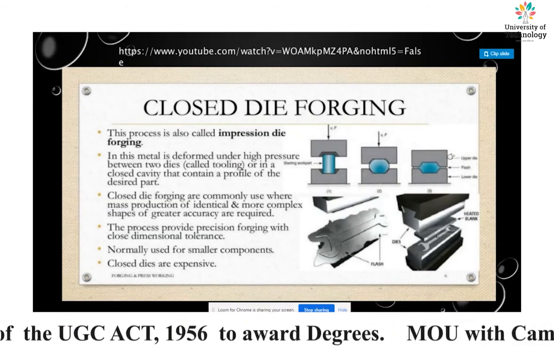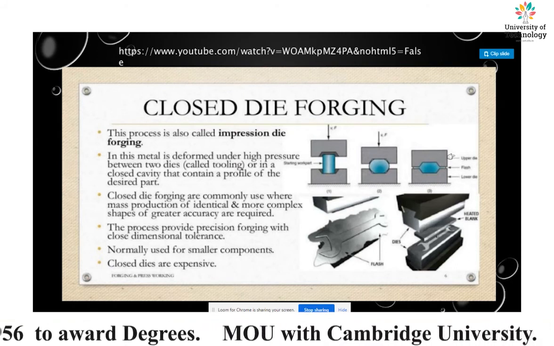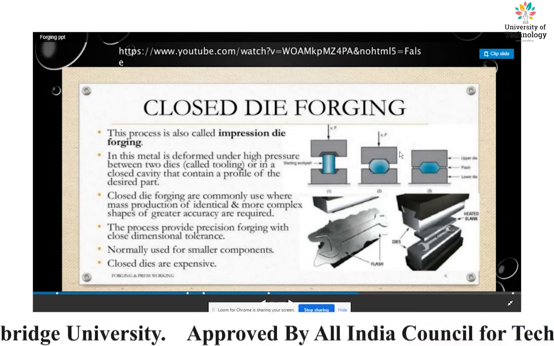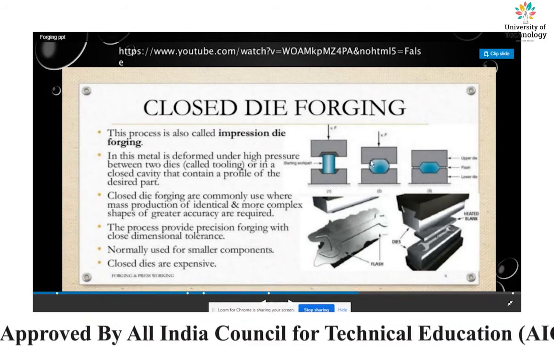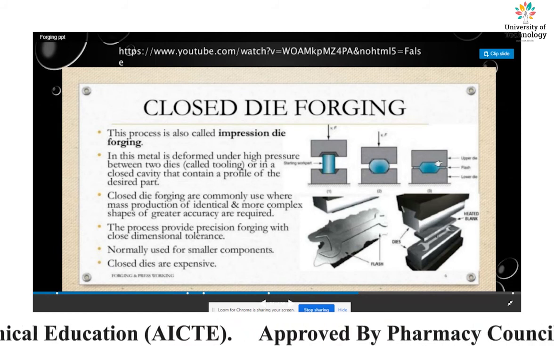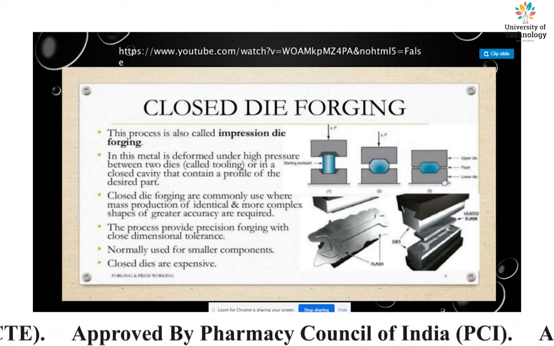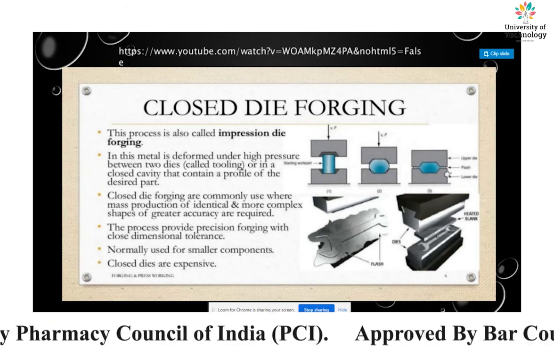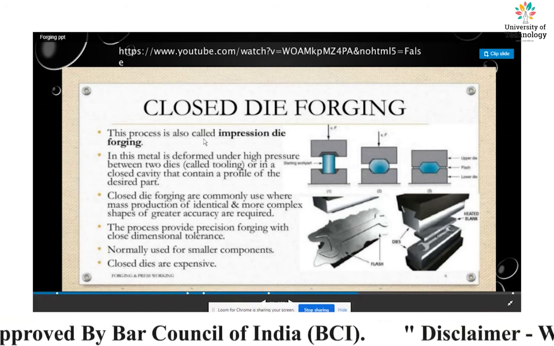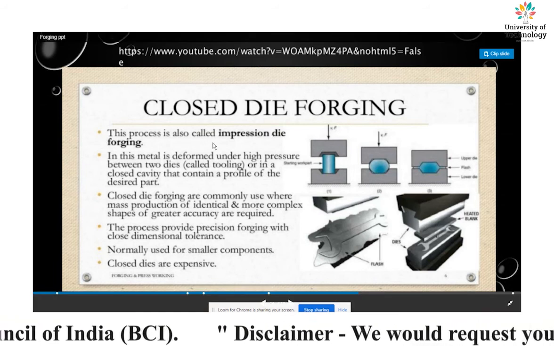Closed die forging. This process is also called impression die forging. Like this, the steps of closed die forging. Here the dies close and flash is built in between the dies, the upper die, and here is the lower die, and in between here is flash. And this process is also called impression die forging.